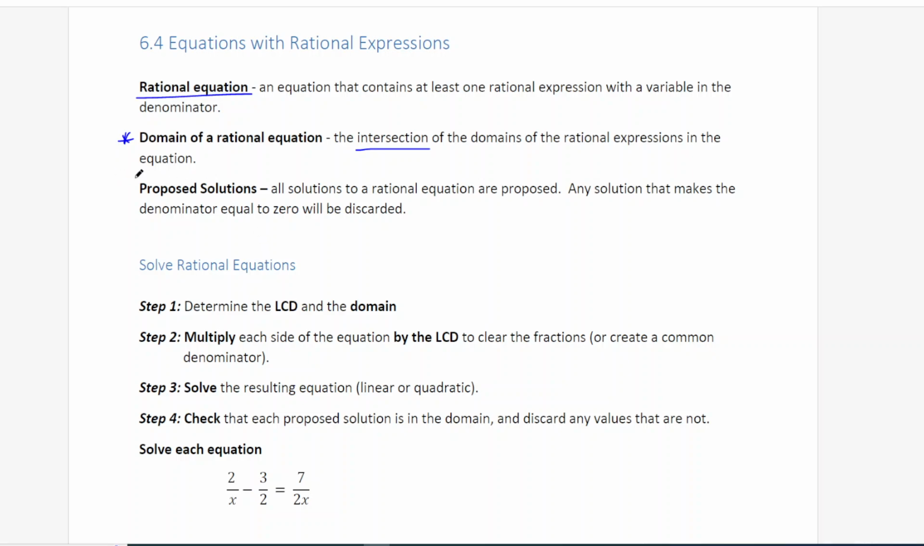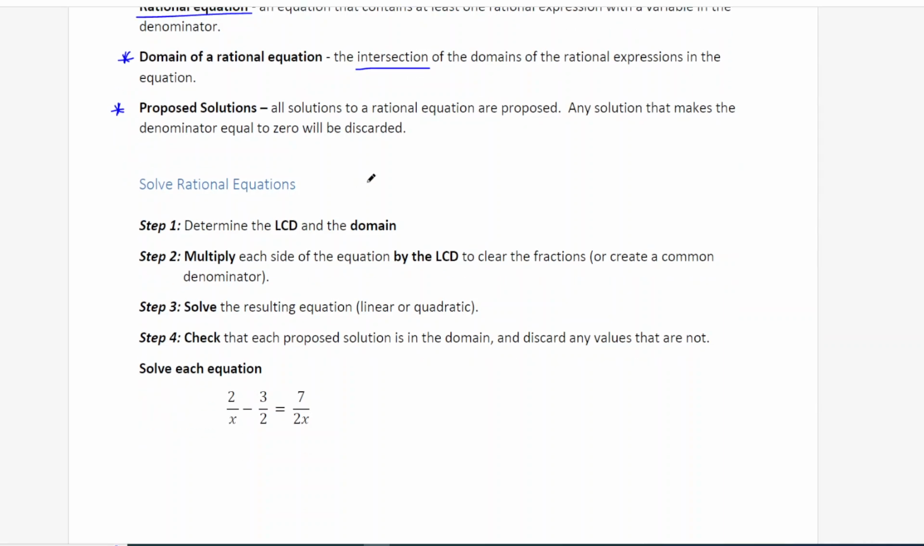The other thing to be careful with is that because there are restrictions in my domain, when you solve a rational equation, we say that we get proposed solutions, meaning just because you've solved it doesn't mean it's going to be a solution. So all the solutions to a rational equation are proposed, and any solution that makes the denominator equal to 0, in other words, matches your domain restriction, has to be discarded. Okay? So let's look at our steps.